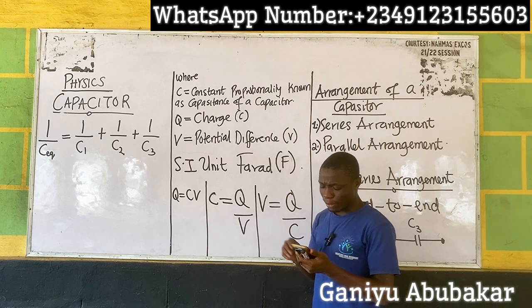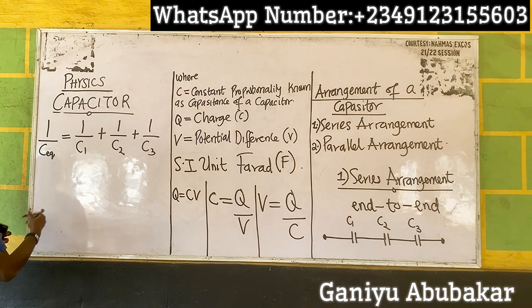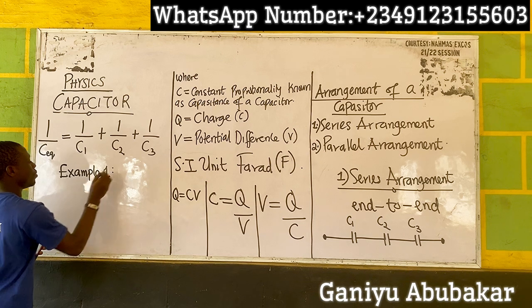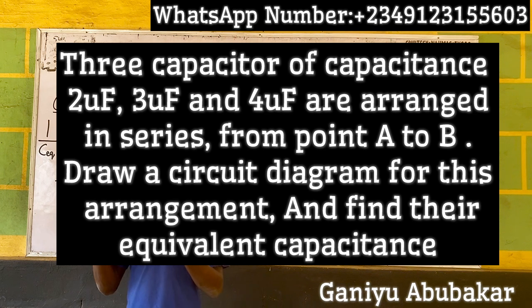Next, let's take a sample problem and solve it to apply the concept. Example 1. It says three capacitors of capacitance 2 microfarad, 3 microfarad and 4 microfarad are arranged in series from point A to B. Draw a circuit diagram for this arrangement and find their equivalent capacitance. All right, let's solve that question.